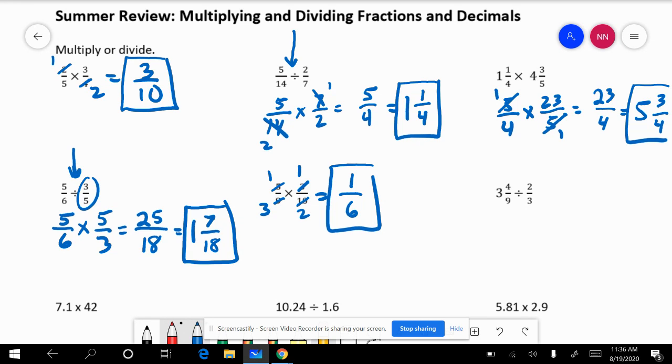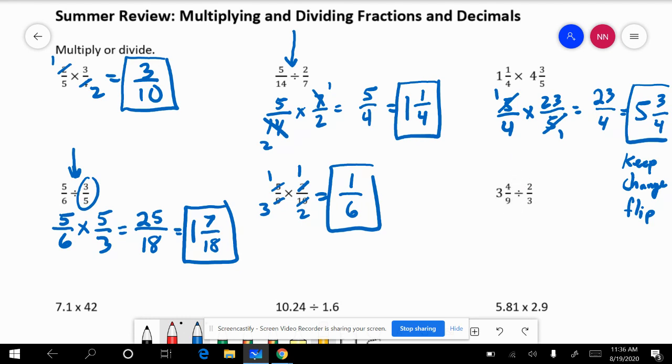Now looking at the next one, I see a division. So I'm going to flip it. Some people use the phrase keep, change, flip, if you've heard that in junior high. Keeping the first number, changing the sign, flipping the second number. So sometimes people remember keep, change, flip.